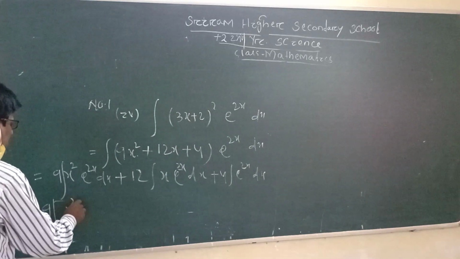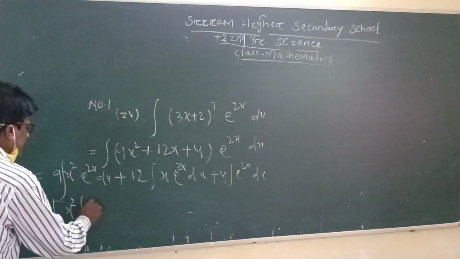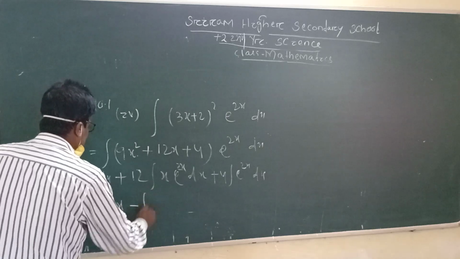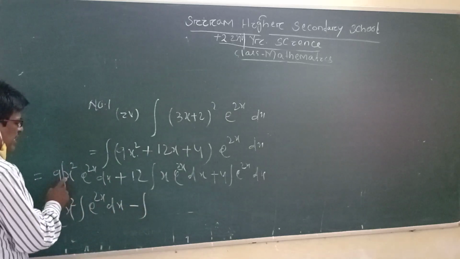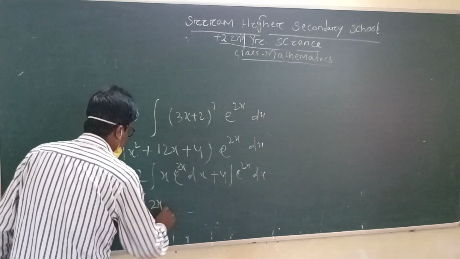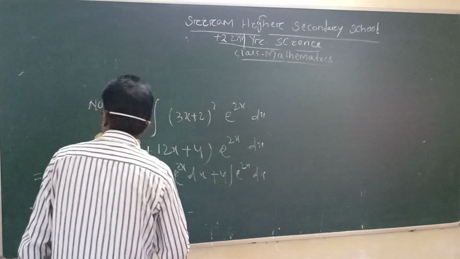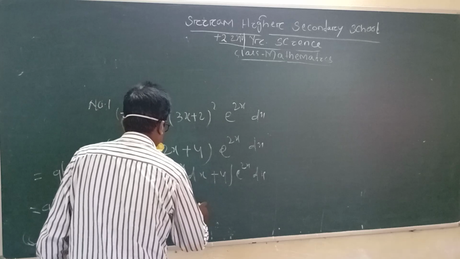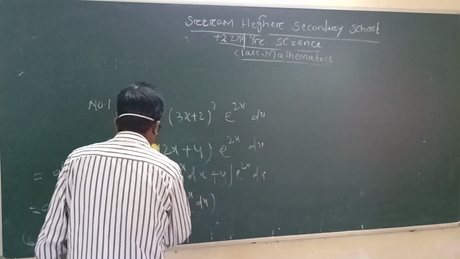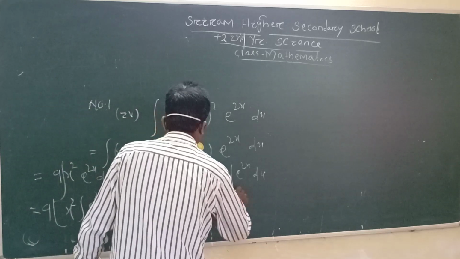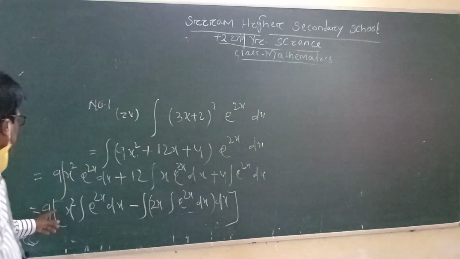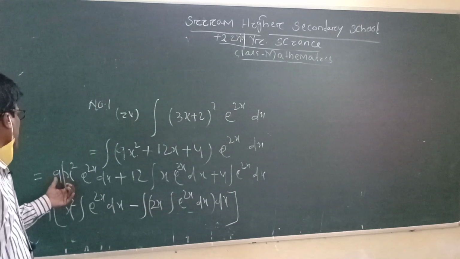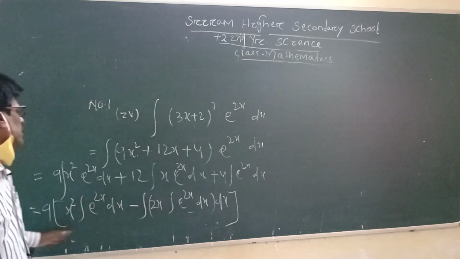x square going outside, that is first function, constant, integration of e to 2x dx minus integration of first function, the derivative of x square is equal to 2x, integration of e to 2x dx, whole dx. That is, the square bracket is completed, because 9 is multiplied throughout the equation. 9 is before, it is multiplied before. So 9 is multiplied throughout this part.